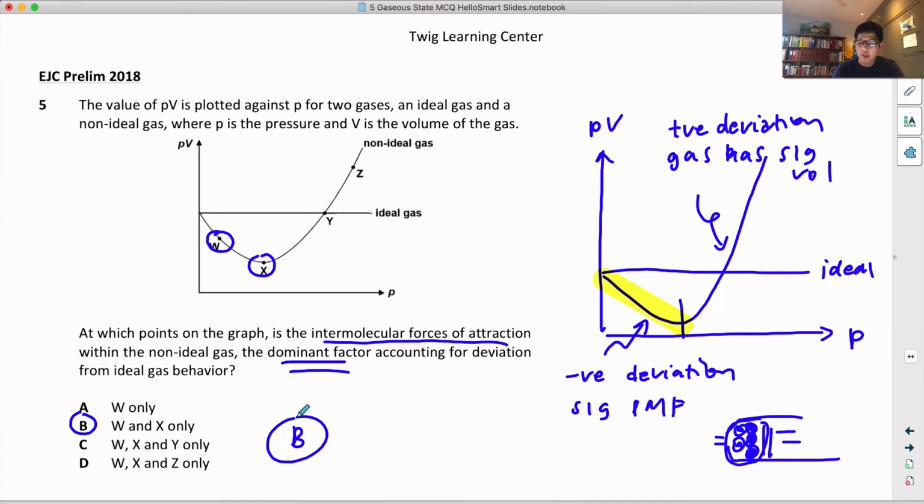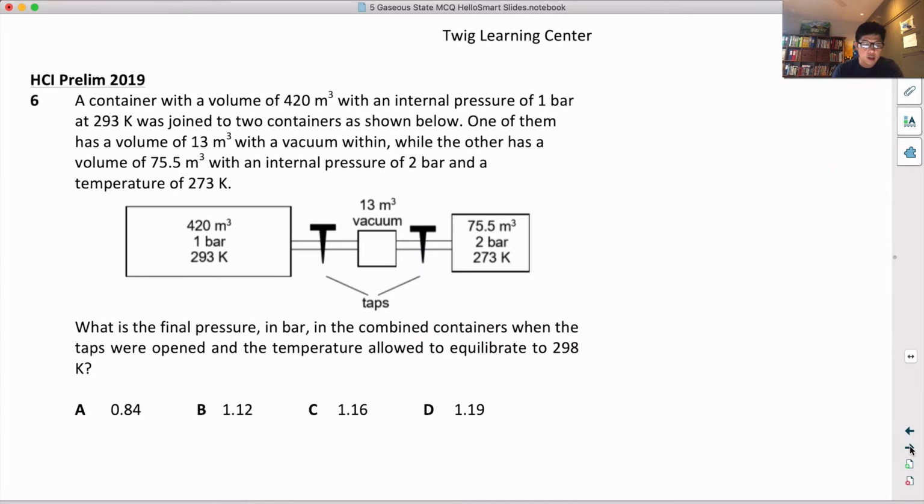Let's move on to question 6. A container with a volume of 421 bar and 293 Kelvin is joined to another container. These are the conditions, but in the middle is a vacuum of 13 meter cube. Once these containers are combined and the temperature is allowed to reach 298 Kelvin, what is the final pressure in bar?